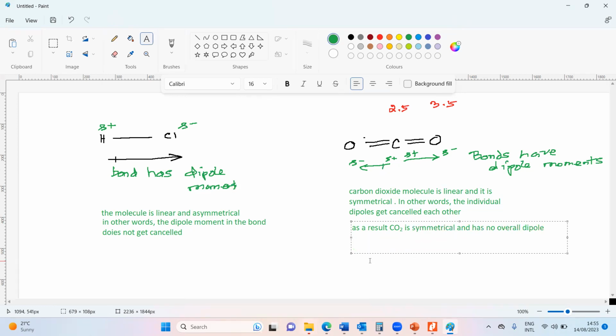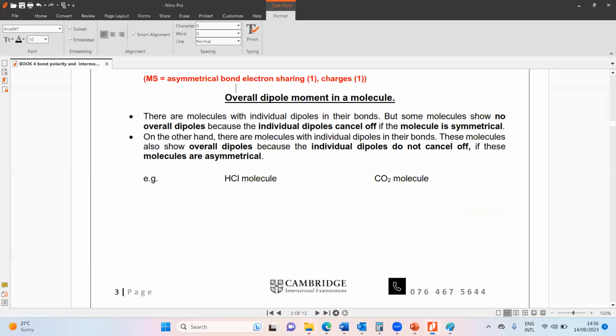Probably I can give you a few seconds to take a snapshot. Why does the HCl molecule, having individual dipoles, show an overall dipole? Why does the carbon dioxide molecule, having individual dipoles, not show an overall dipole? Because in the carbon dioxide case, individual dipoles get cancelled out. Remember, dipoles can get cancelled out if they are equal and in opposite directions. Here, dipoles are not in opposite directions, so see this difference. Okay, we can go to the next part.